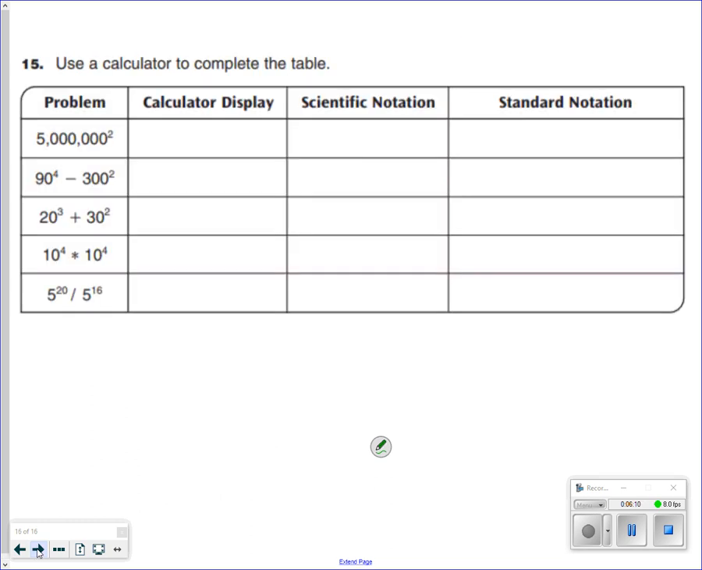Let's keep rolling along. Now we're going to do some calculator practice. You're going to have a chance to do this. When you type in 5 million to the 2nd power, this is what your calculator will display. It'll display 2.5 times 10 to the 13th power, which means scientific notation is 2.5 times 10 to the 13th power. And how would you write that?